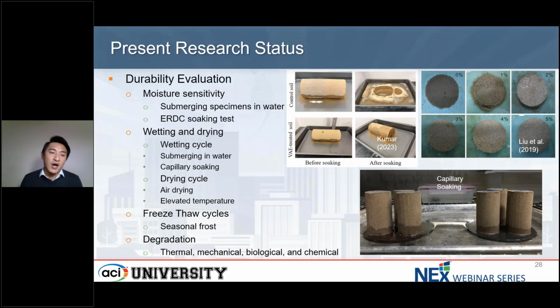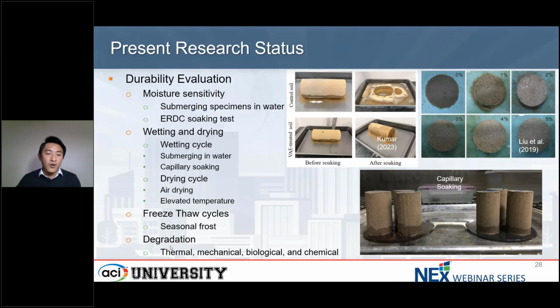Here, we want to know how polymers will perform when moisture gets involved. For example, the one on the top left is from our group's research, a PhD research work trying to investigate vinyl acetate ethylene, a copolymer, treated with soil. In other researchers' work, you can see that people just soak the sample completely underwater to see the difference. And some others use capillary soaking.